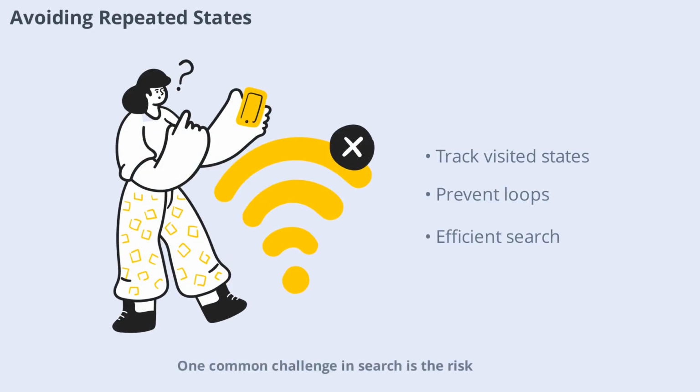One common challenge in search is the risk of revisiting the same states over and over. This can waste time and resources, especially in large state spaces. Intelligent agents use techniques to avoid repeated states, such as keeping track of visited states or using constraint satisfaction methods. These approaches help streamline the search and prevent unnecessary loops.